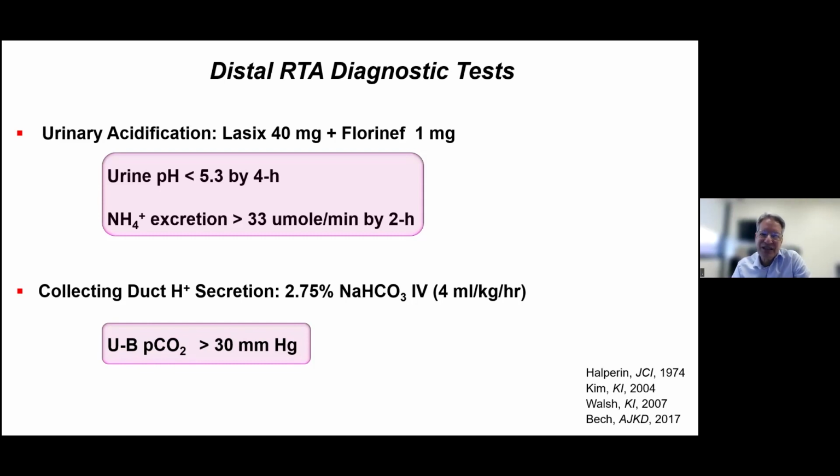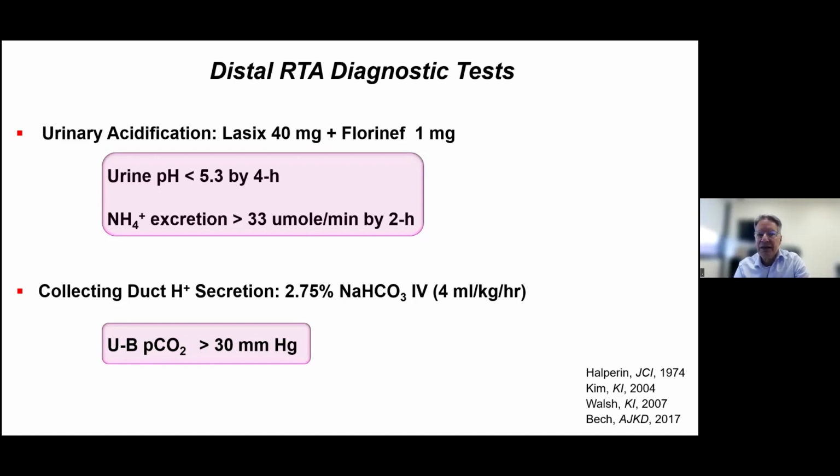And in the last 15 years or so, or longer, there's another way to test whether a patient has distal RTA, and it uses something you wouldn't think of, Lasix, and something in addition that you might think of, Florinef. And it's been known for many, many years. We won't get into why, because it's a little bit controversial still. But when you give someone Lasix, you stimulate proton secretion in the collecting duct.